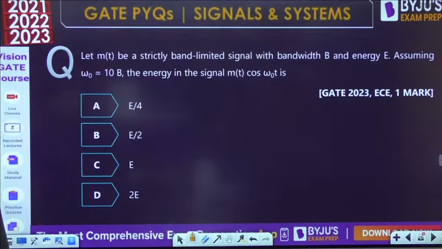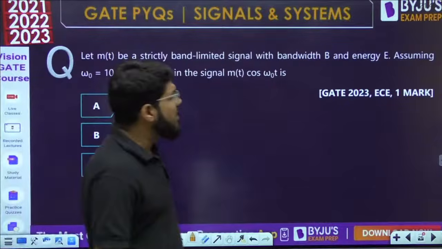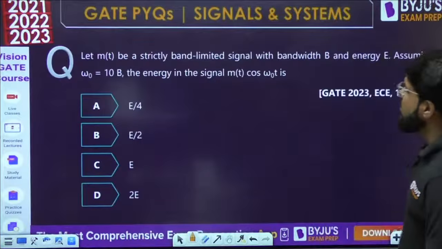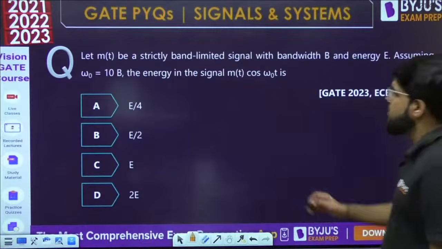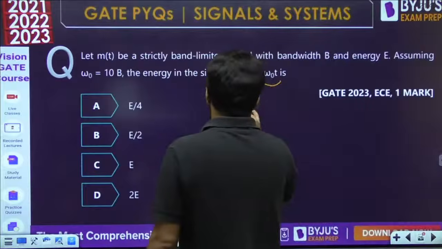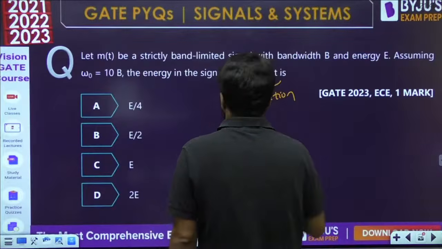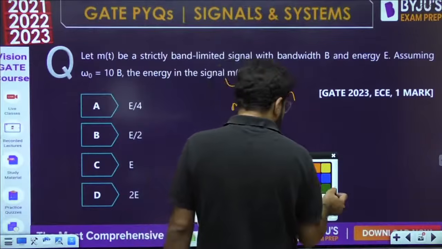Let m(t) be a strictly band limited signal with the bandwidth B and the energy E. Okay, assuming omega naught equal to 10B, what is the energy in the signal m(t) cos omega naught t? Modulation property. Okay, what does the modulation property say?